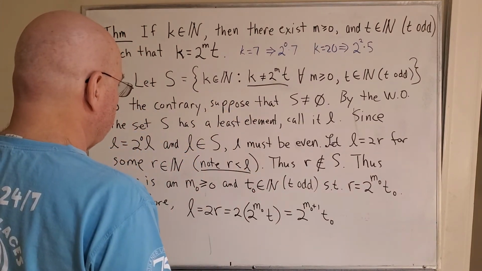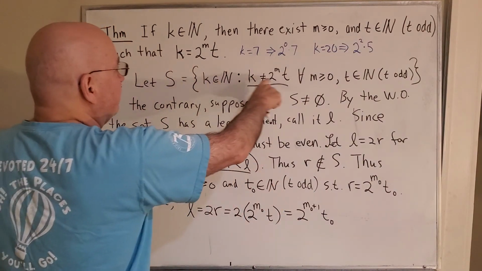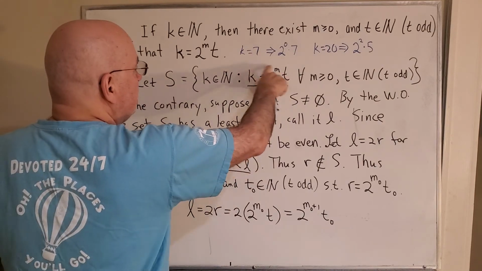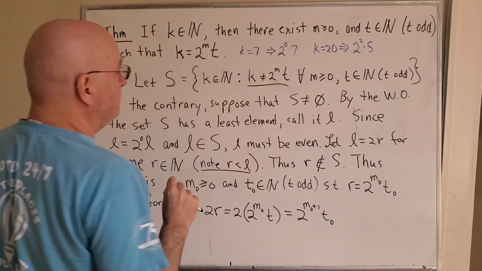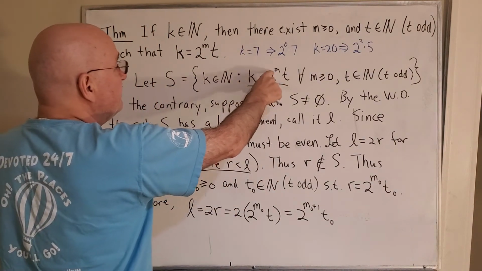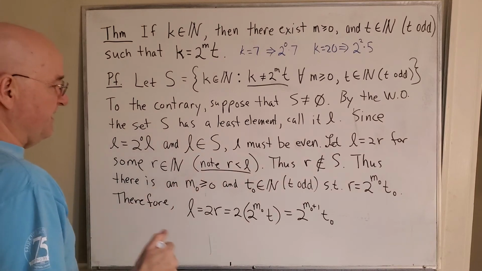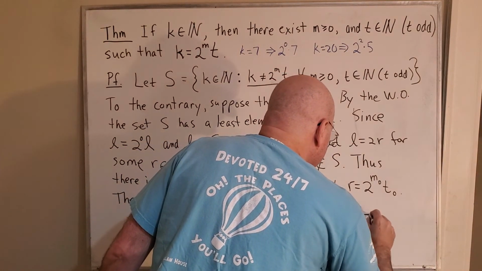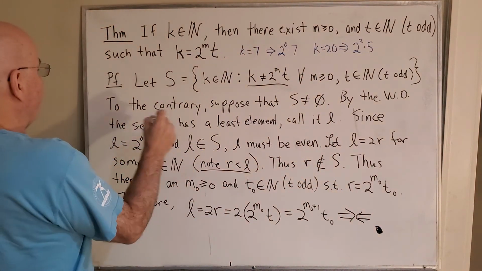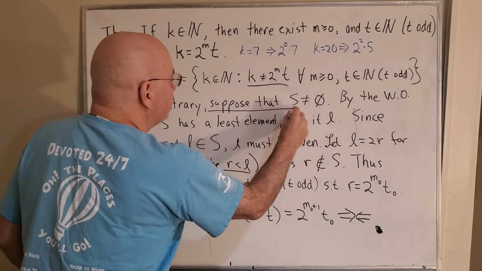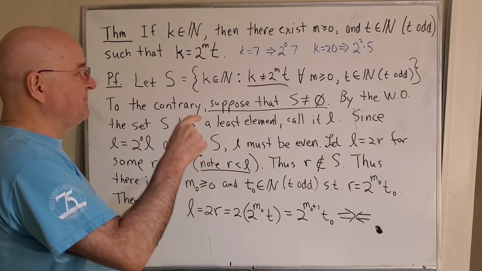Let me restate that. That means that L cannot be in this set, because for L, this equality did not hold for any m or t at all. L was never equal to 2 to the m times t, where m is greater than or equal to 0 and t is odd, and we just concluded that it is. That is a contradiction, for which we can conclude that our to-the-contrary statement is false. So therefore, that contradiction means that S is the empty set.